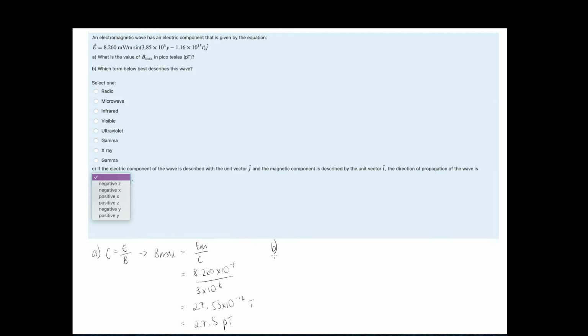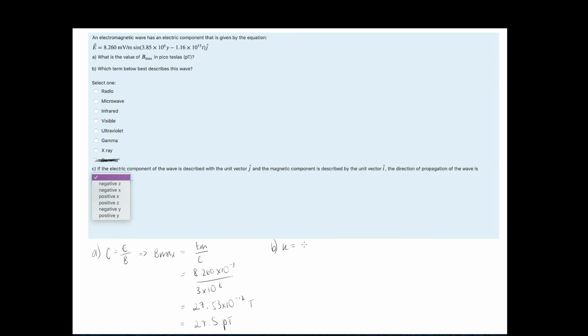Part B. Which term below best describes this wave? Radio, microwave, infrared, visible, UV, gamma, X-ray. Gamma is there twice, I'll fix that up. Okay, so which of these best describes it? Well, a good way to work this out is we need to know either the frequency or the wavelength of the wave. So let's just do wavelength.